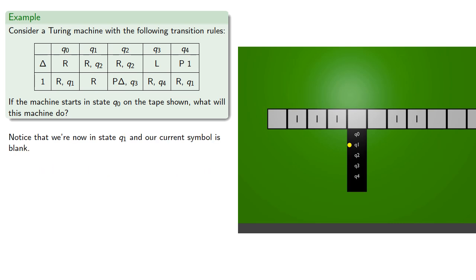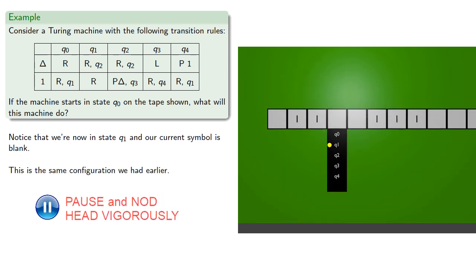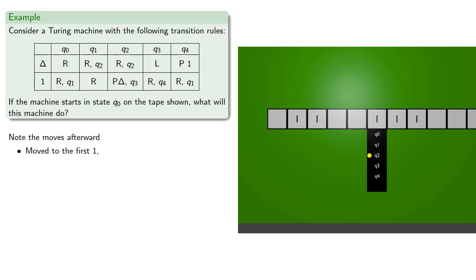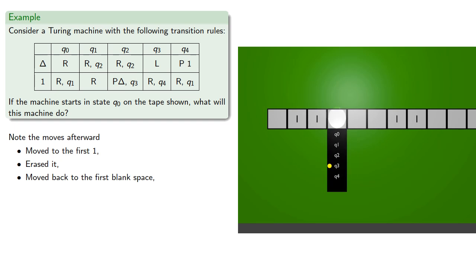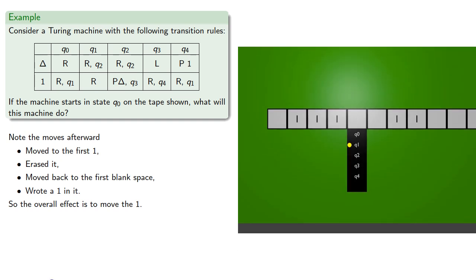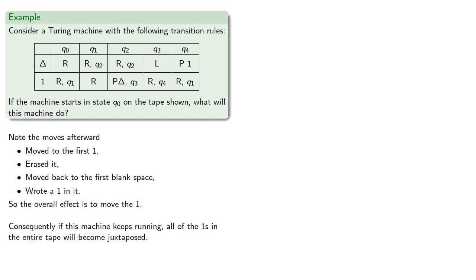Now, notice that we're in state Q1 and the current symbol is blank. This is the same configuration we had earlier, but notice that the moves afterward moved to the first one after the blanks, erased it, moved back to the first blank space, and wrote a 1 in it. So the overall effect is to move the 1. Consequently, if this machine keeps running, all of the 1s on the entire tape will become juxtaposed.